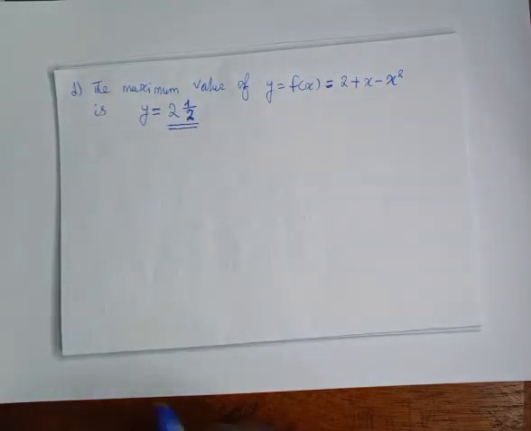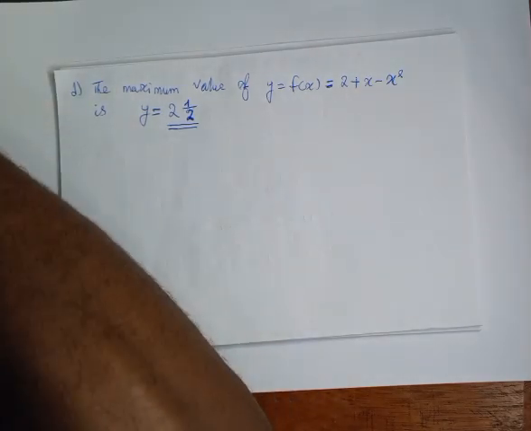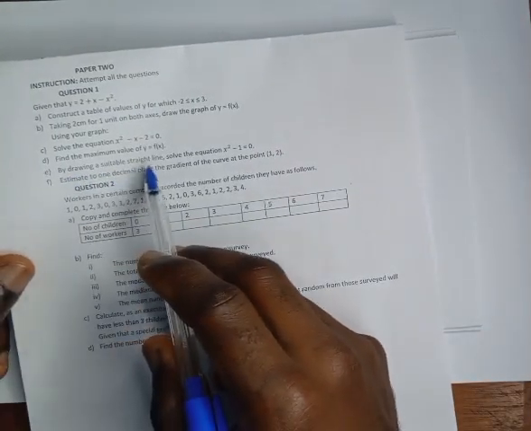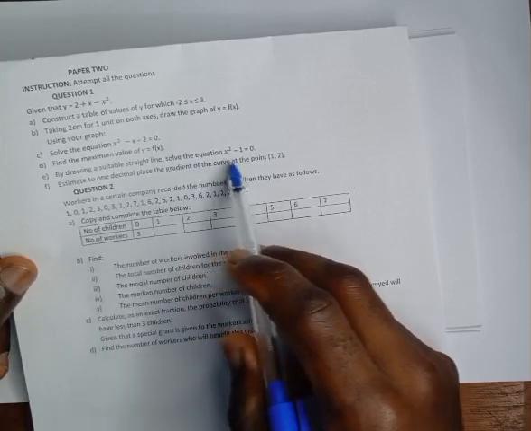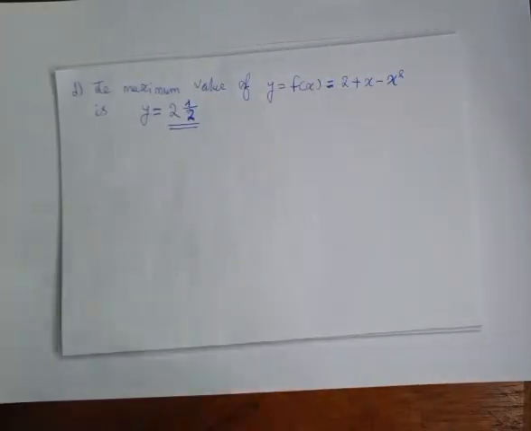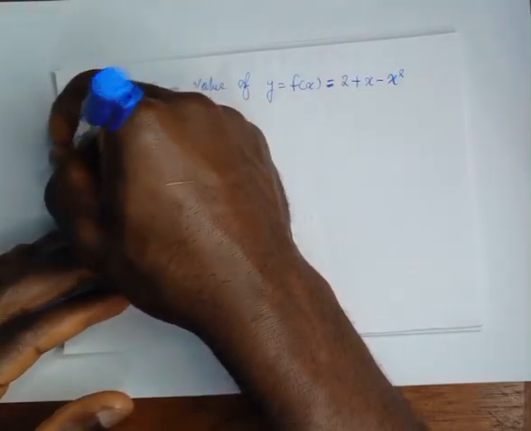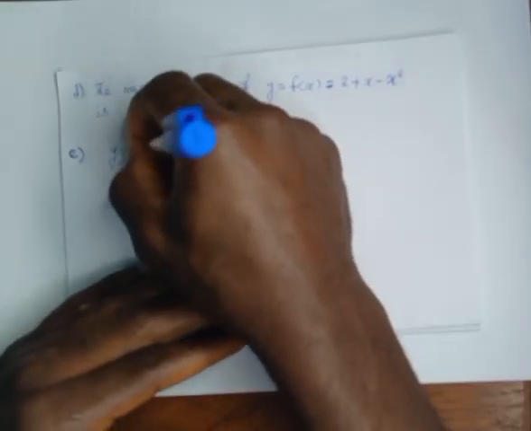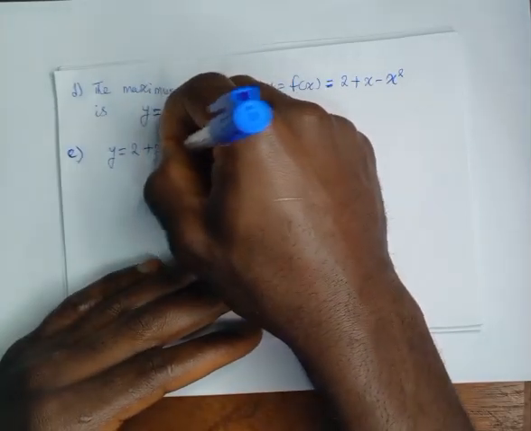We go now to the next part of the question. Question E says, by drawing a suitable straight line, solve the equation x squared minus 1 is equal to 0. That's for question E. We have y equal to 2 plus x minus x squared.